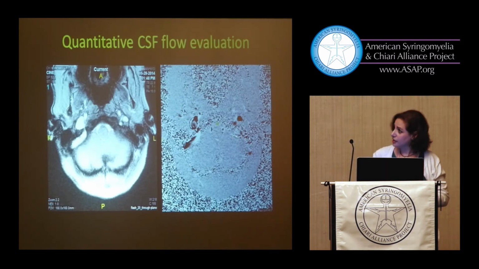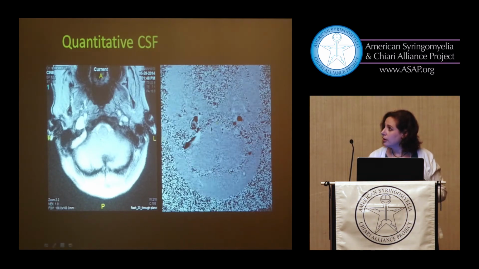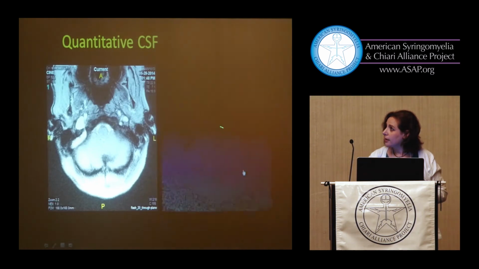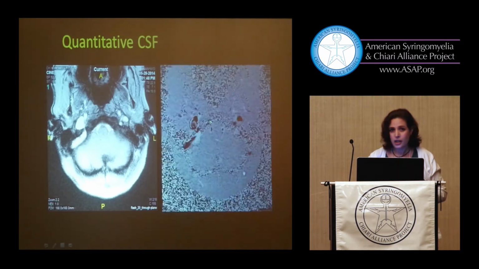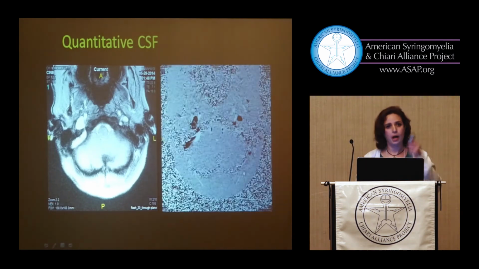So you're going to be watching this area of white over here, which is going to go white and black, just like the stuff I showed you before. White, black, white, black. That's normal flow. And that's doing exactly what you expect it to do. It's going up and down with the cardiac cycle.